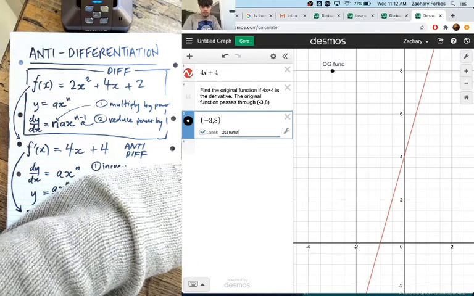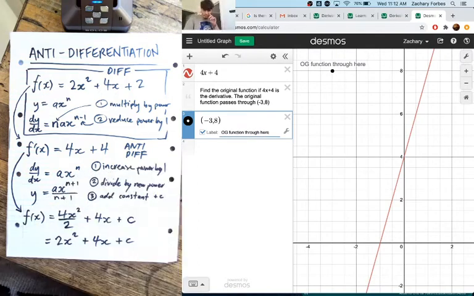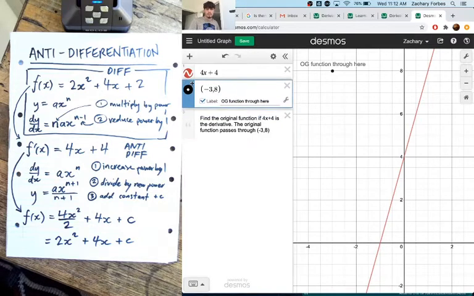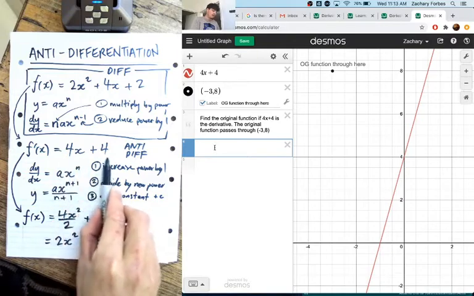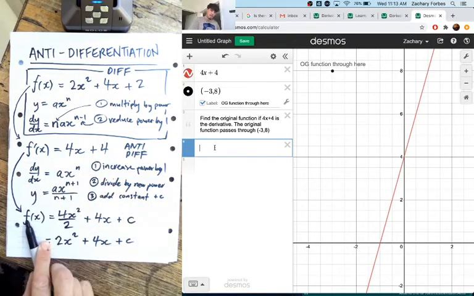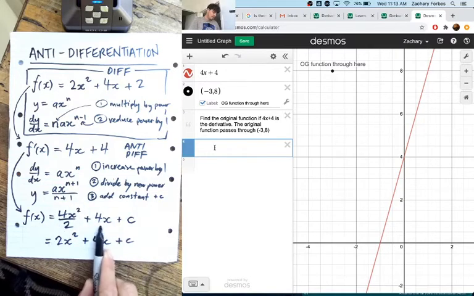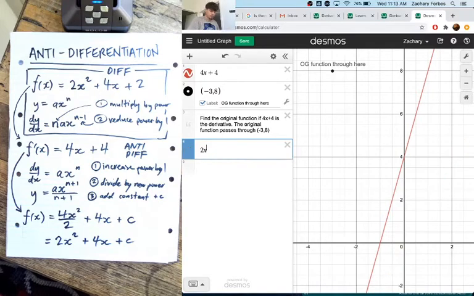OG function through here. Alright, so we've got the derivative, which is this red line. And we know that the original function passes through here. So let's see if we can find that out. I'm going to just move that up there for you. So we found this out already. So we would have got 4x plus 4 as our derivative. And then we did integration or anti-differentiation to get here and here. So now let's put that in. So we've got 2x squared plus 4x plus c.